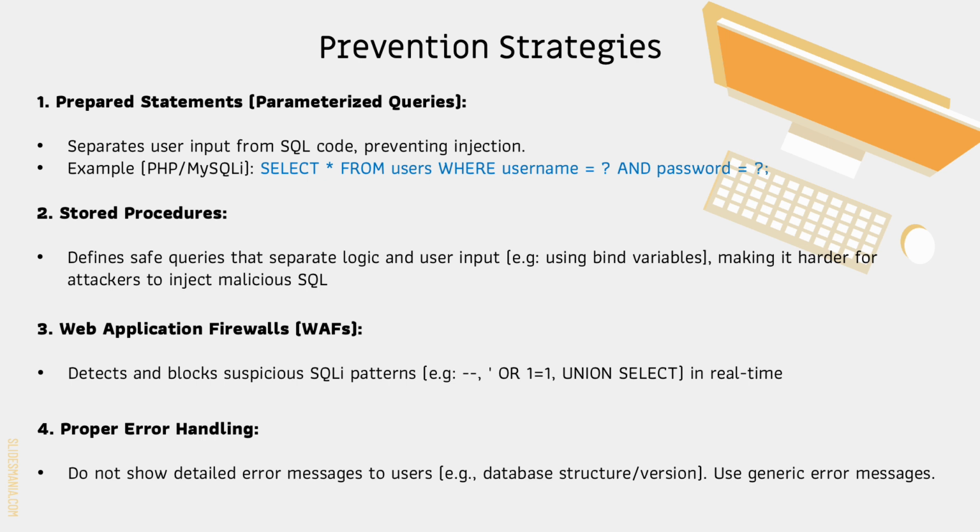The third one is web application firewalls. They can detect and block malicious SQLi patterns before they reach the application, providing an additional layer of protection. And the last one is proper error handling. It never exposes detailed database error messages to users. This helps prevent attackers from gathering information about the database structure.